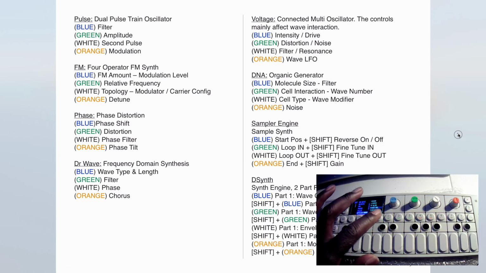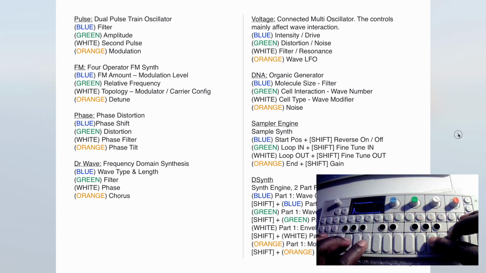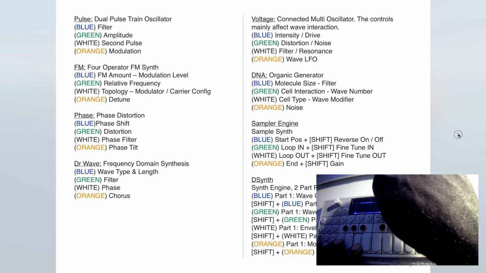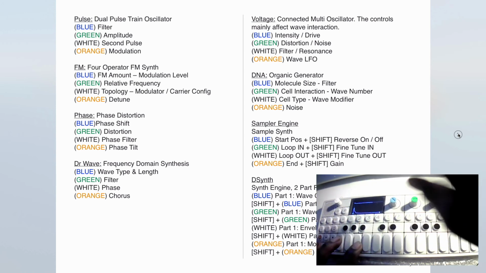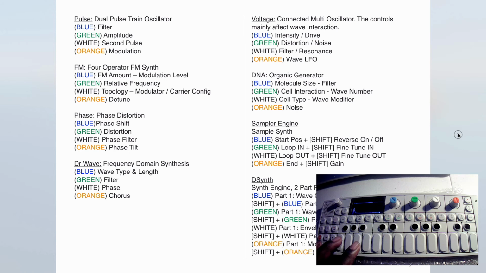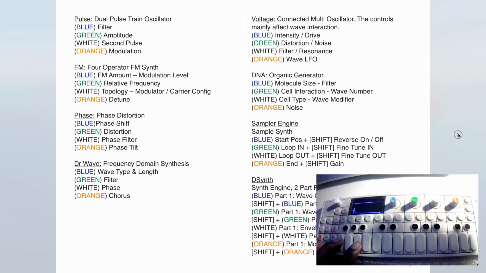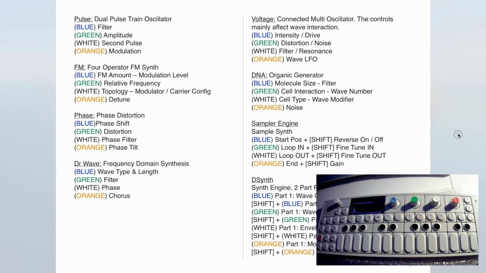So, you know, a sample of a piano. There's a waveform in there, and then with the knobs, blue controls the start position, green controls loop in, loop out, and all the rest. So, just controlling where you start with the sample.